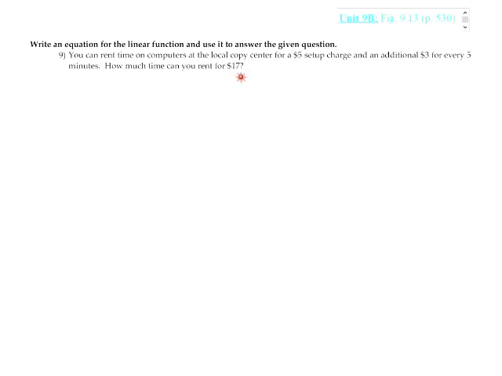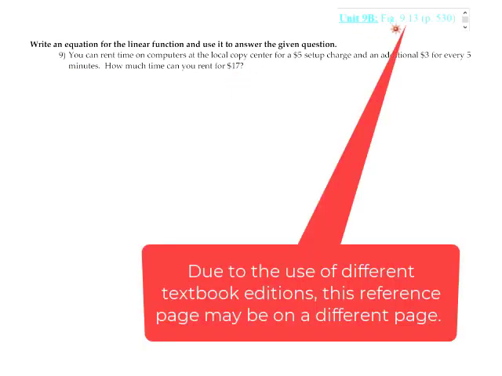So for this problem, you can refer to Unit 9B, Figure 9.13 on page 530 for a very similar problem. In that figure, they graph a line by using an initial value and determining the slope. So you can do that if you have time. However, for this problem, it would probably be more effective to go straight to using the formula that's suggested from this figure.